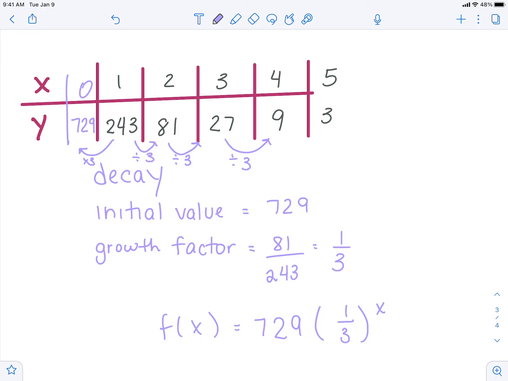So that's as hard as it can get if they're not giving you the initial value and you've got to find it. So if they don't give you the initial value, I would find the growth factor first, so then you can use the growth factor to go back until you get to the initial value. Let's do it.